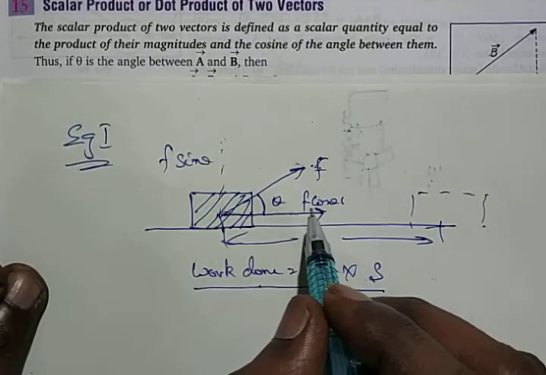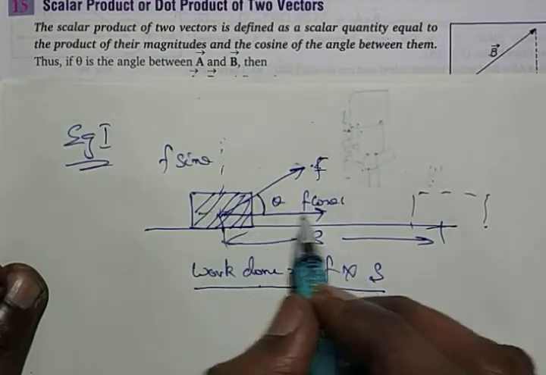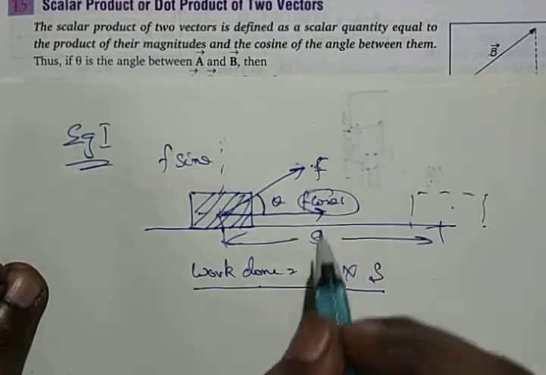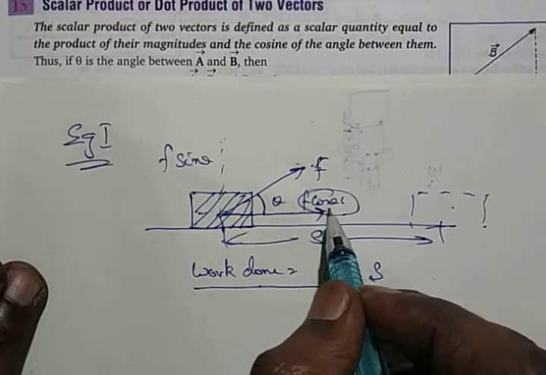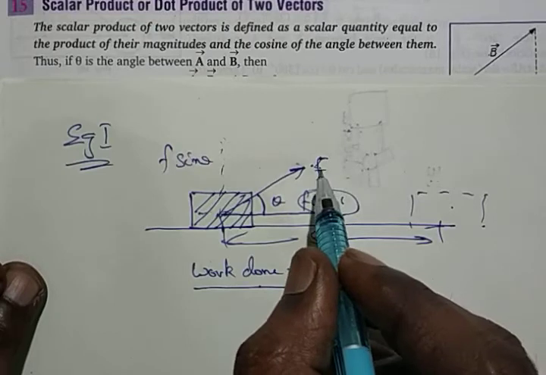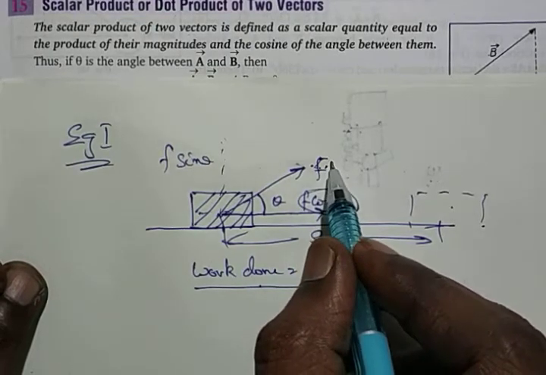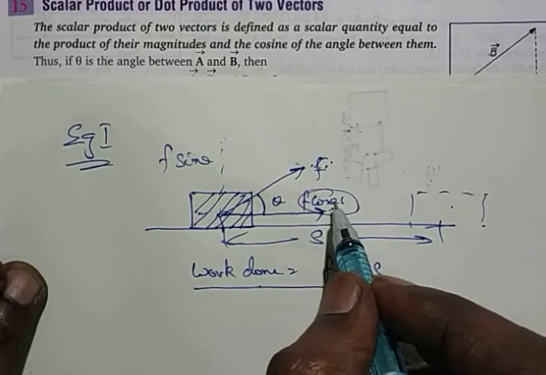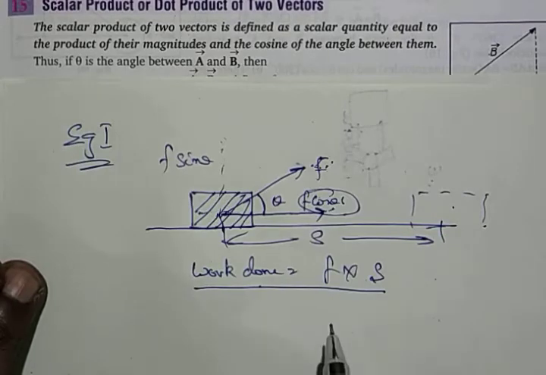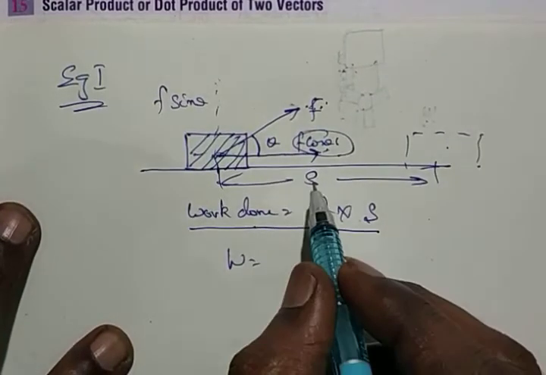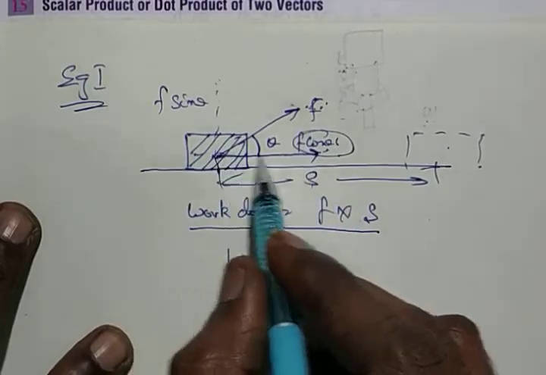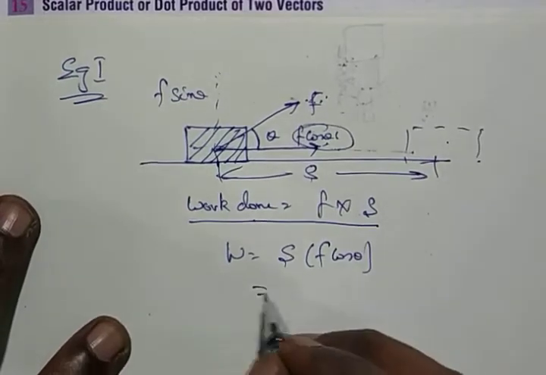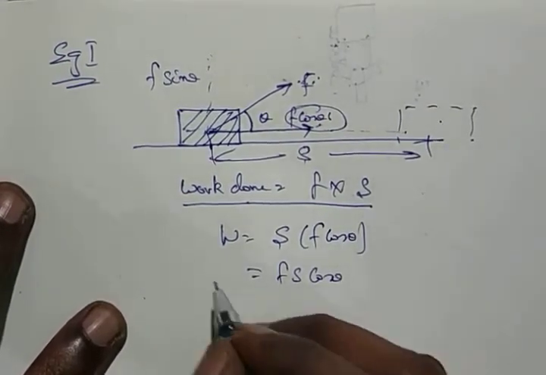The force which is responsible for moving this from one place to another is only F cos theta, not F. F cos theta is a reduced value. It is not as effective as the same F. Maybe F is 50 newtons; this will be less than 50 newtons because the cos theta component is multiplied here. Cos theta is a fraction, and when you multiply a fraction with a force, you get less. So work done is equal to displacement times the component of force along the direction of displacement, that is F cos theta. So W is F S cos theta.